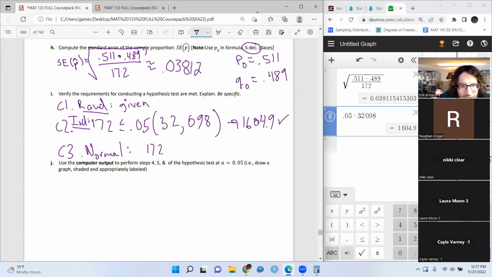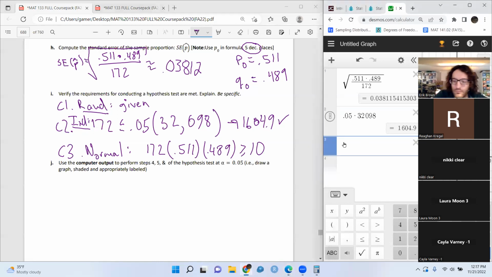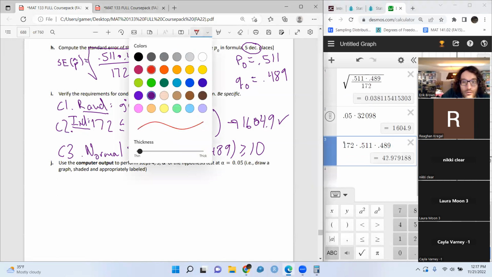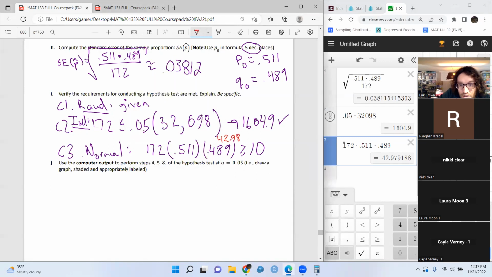I get that. Okay, so then this is 172, and here's the difference. We're using these two numbers back from H for the condition of normality. So I'm getting that 42.98 is greater than or equal to 10. So that's met. Check. Okay.